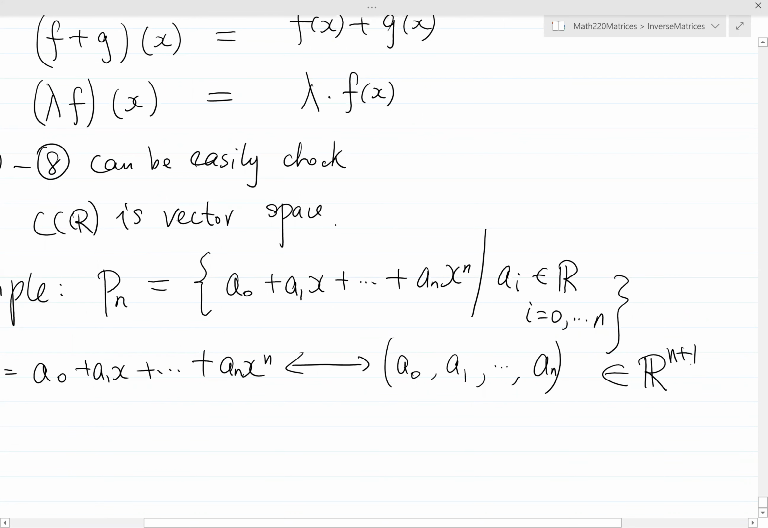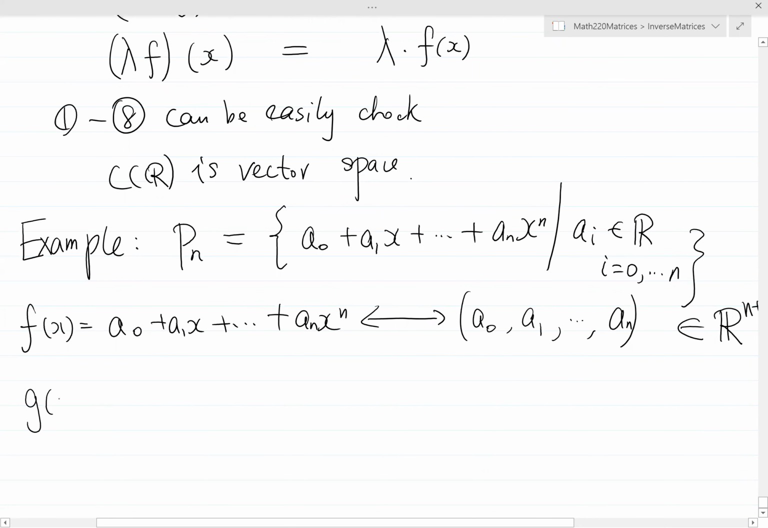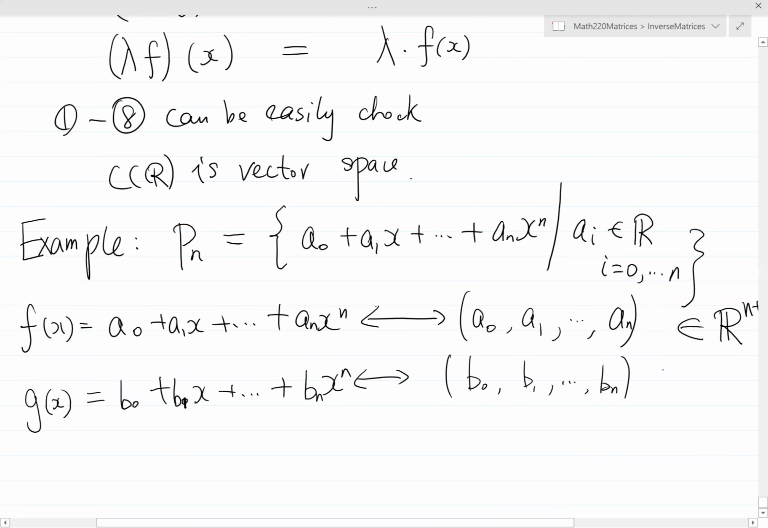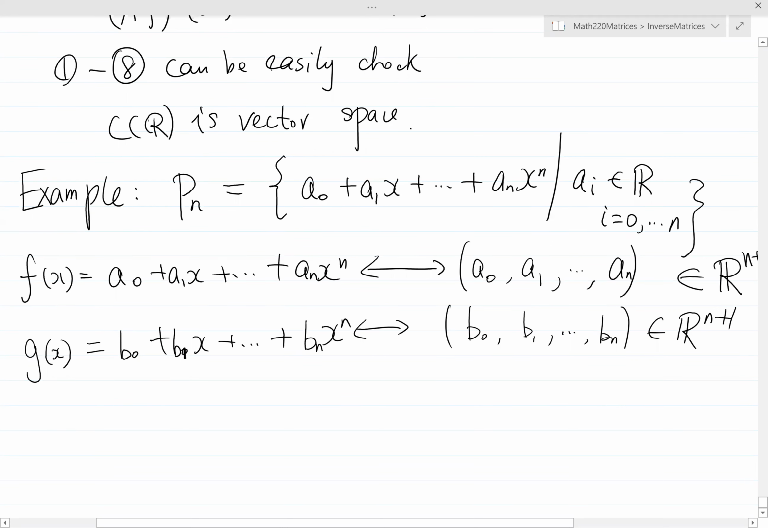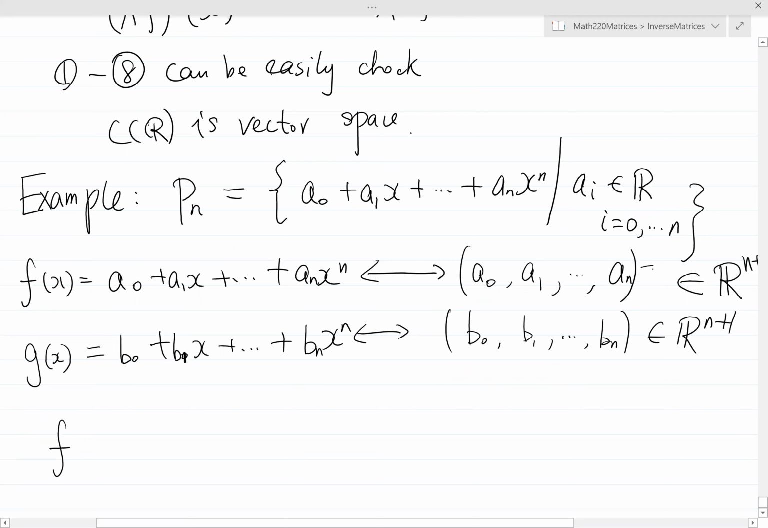So we have n plus 1 numbers. Now g(x), which is b0 plus b1 x plus etc. plus bn x^n, corresponds to this vector b0, b1, dot dot dot, bn. This is again in the vector space R^(n+1). So you can check that. This is actually v1. Let's see, this is v2. So f corresponds to v1, g corresponds to v2.